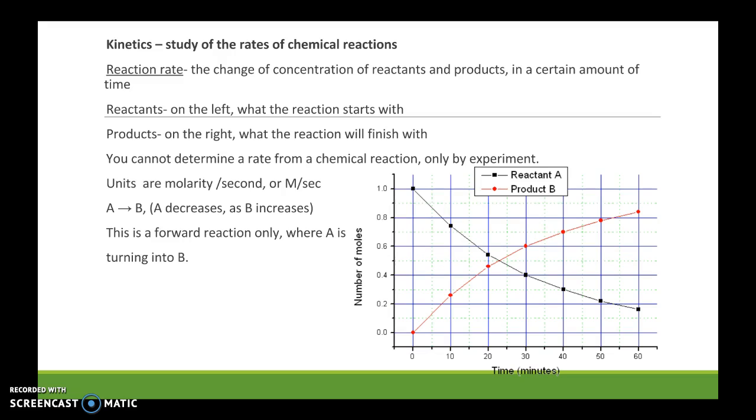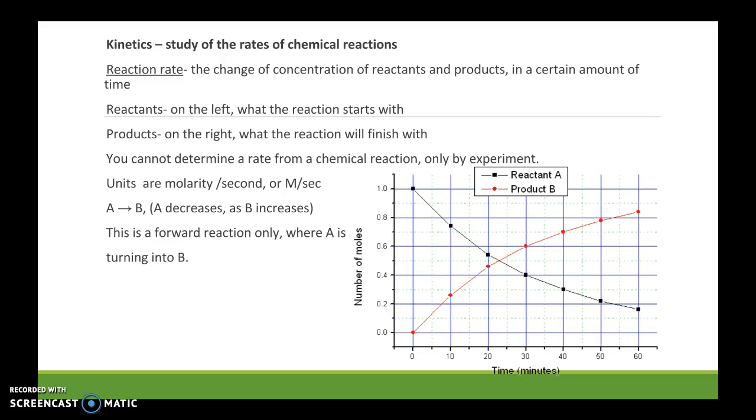If you look at a reaction, you always have your reactants on the left-hand side of the reaction, and your products on the right. So you always start with your reactants and finish with products in a forward reaction. Now, you cannot determine the chemical change by looking at the formula. You can do this only by experiment. So lots of times you'll see data or graphs to give you information that you need to solve the rate. Lots of times the unit is molarity per second.